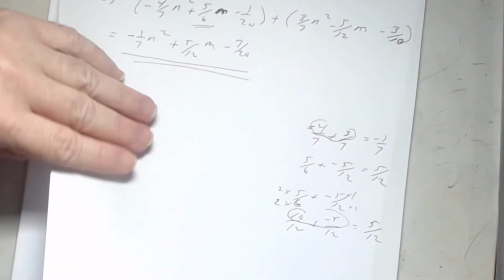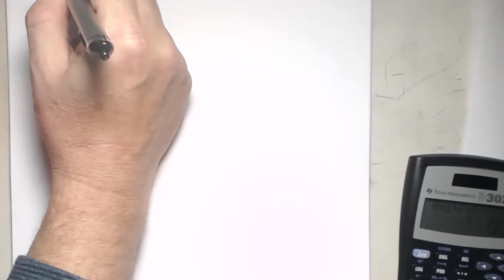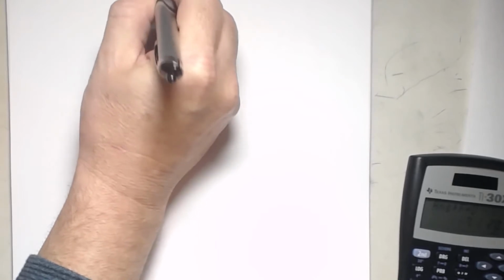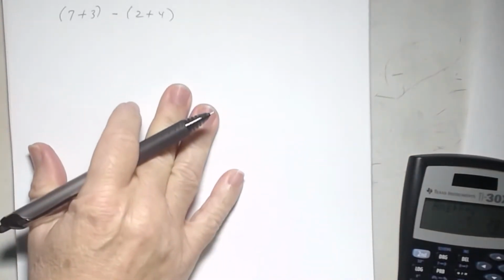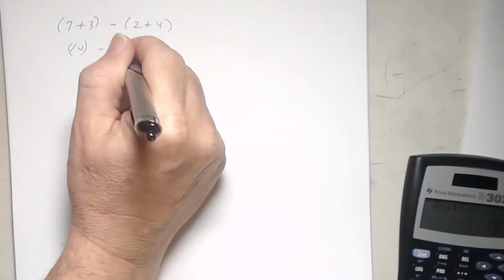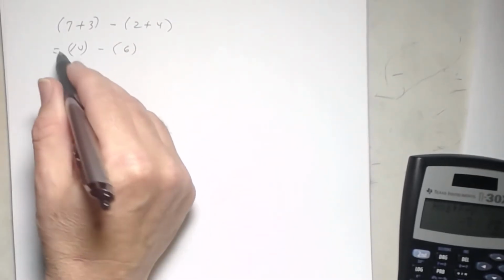All right, let's talk about subtracting them. Subtracting is easy also. Before we do that, let's look at this idea. So if I have 7 plus 3 subtract 2 plus 4, use the order of operations to begin with. What's 7 plus 3? 10. Subtract, and then 2 plus 4 is 6. And 10 subtract 6 is 4. Okay, so no big deal.